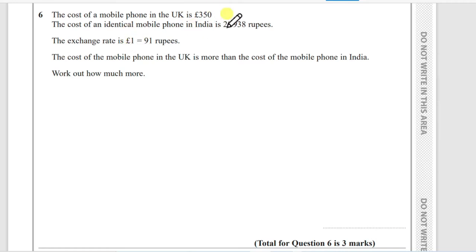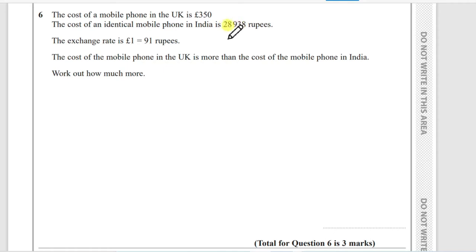What they want you to do here is basically make them the same currency. So if they're telling us £1 is 91 rupees, we've got to change one of them. I think we should change the rupees to the pounds. Now, the way I look at this, because the number 91 is larger than 1, if you want to go from a larger to a smaller, you divide. If you want to go from a smaller to a bigger, you multiply.